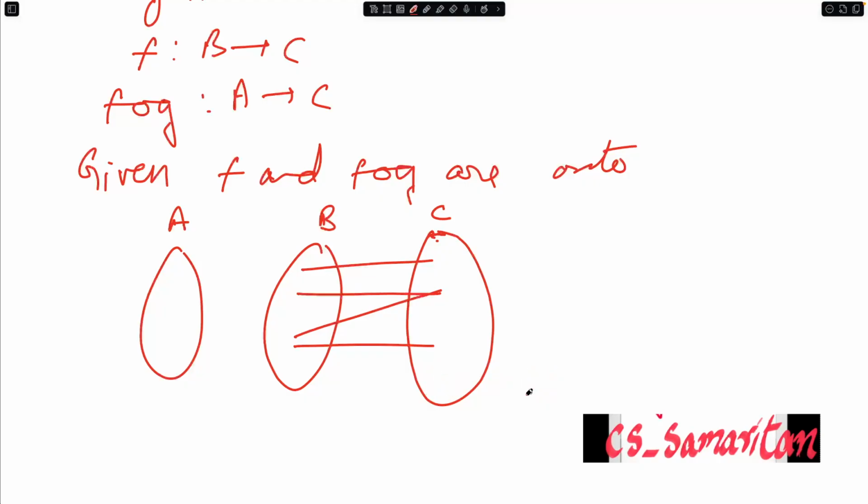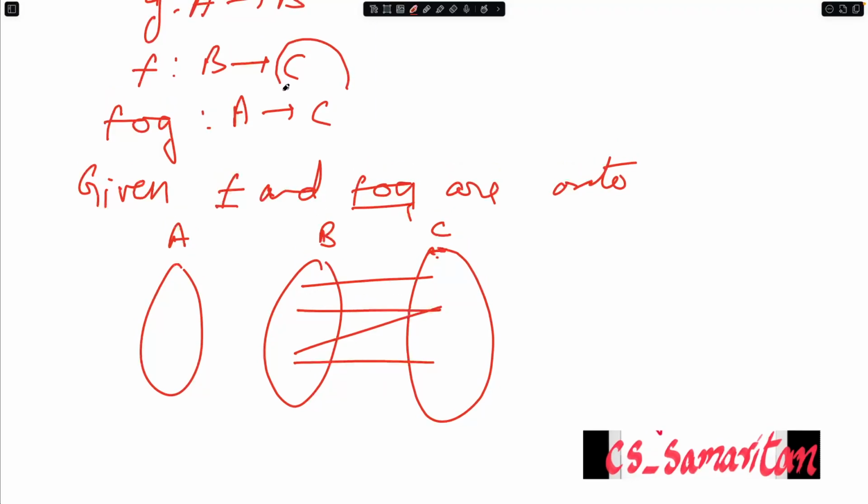That is the only restriction that is present, because both F and FOG have the codomain as the same, right? So the entirety of your codomain would be basically equal to your range for both F and FOG. F has a mapping from B to C. This part is very clearly understood, and FOG is onto. What does this mean?